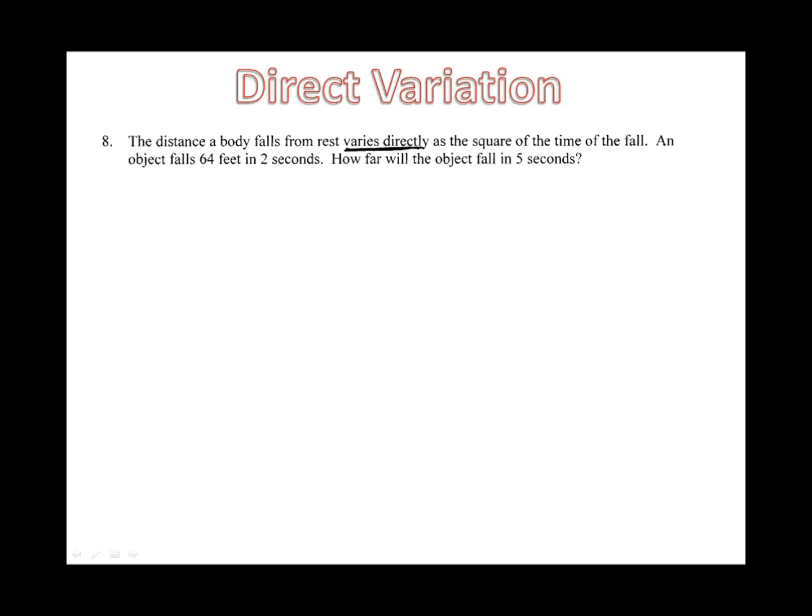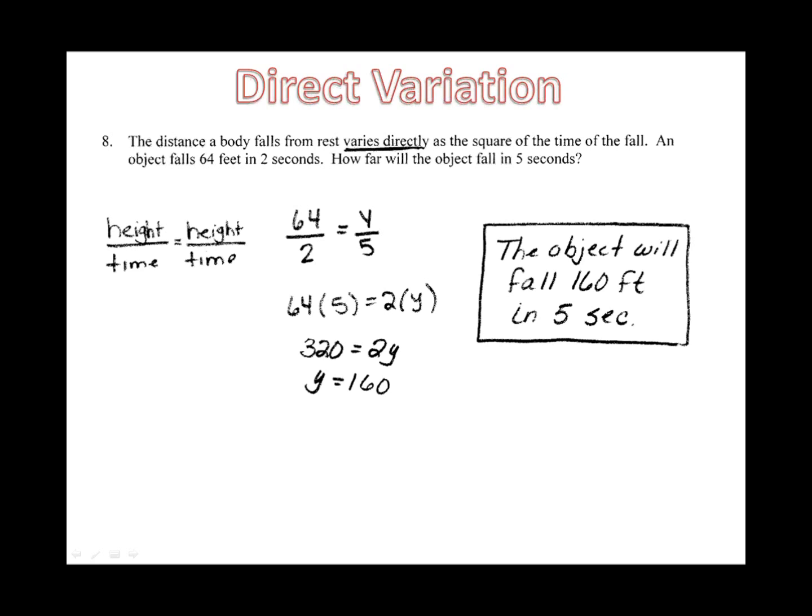In this example, we're comparing height and time. 64 over 2 equals Y over 5. Cross multiply and solve the equation, we get that Y is 160. So in 5 seconds, the object will fall 160 feet.